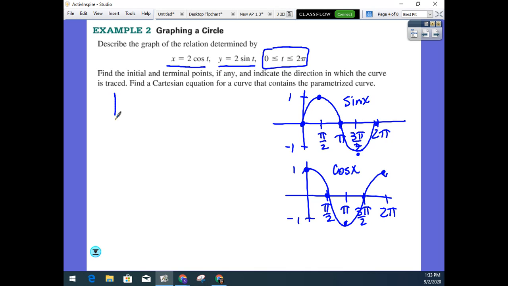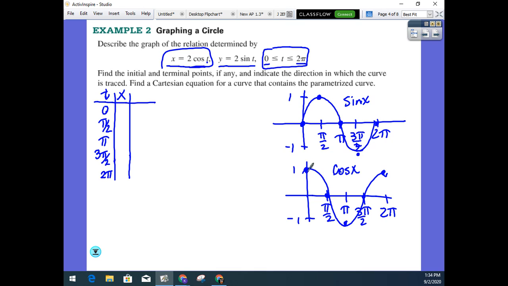So remember I said I want us to start with a table, and we're going to plug in all of these points over here, because we start at 0, and I have to go all the way up to 2 pi. So we're going to use pi over 2, pi, 3 pi over 2, and 2 pi. These are my t values. I'm going to now plug each of these in for x. So if I plug 0 in here, I get 2 times cosine of 0.